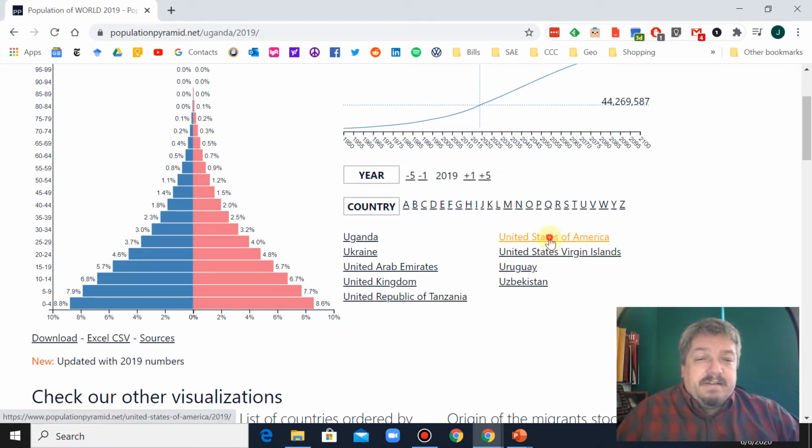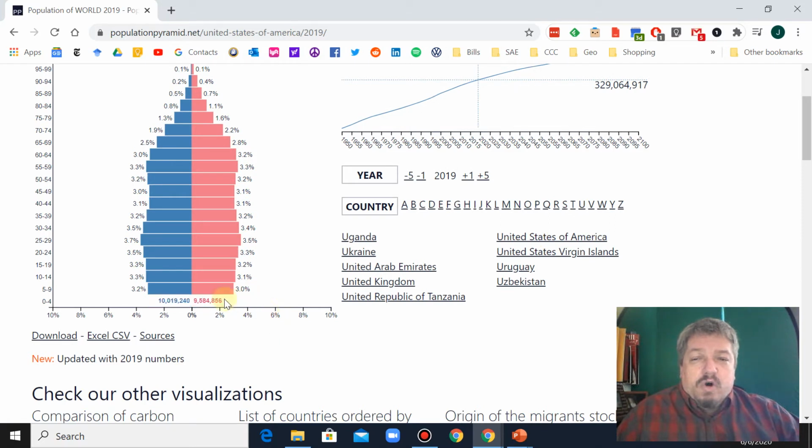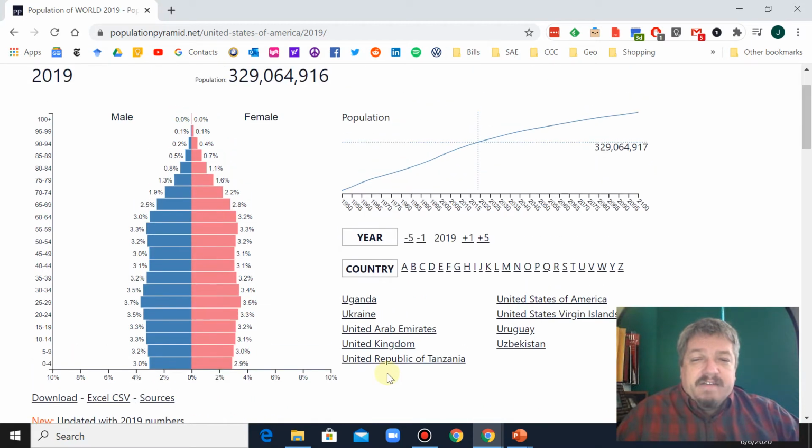Look at the United States. Compared as a whole, it's pretty much the same. So in other words, there's not a lot of people being born, but there's not a lot of people dying. So the population pyramid can tell you a lot of things.